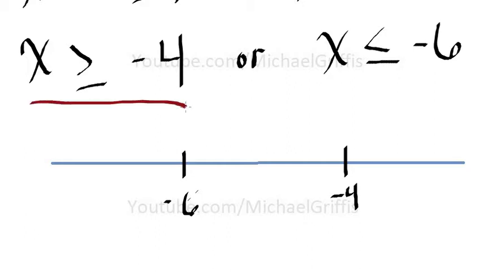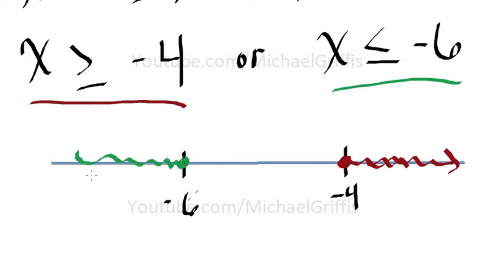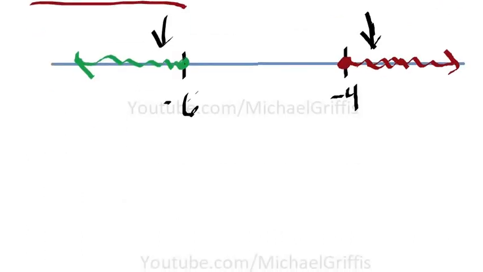Let's look at this side here: x is greater than or equal to negative 4. We include negative 4, so put a solid dot, and shade everything greater than or equal to negative 4. Then we'll do this one over here in green. Because it includes negative 6, we'll put a solid dot. Now here's the magic word, that is "or." Or means it can be either in this set or in this set.